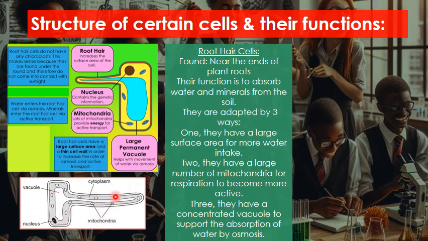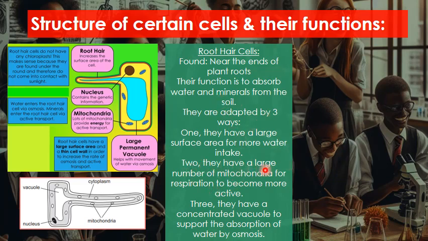Number one, these cells have a large surface area for water intake. Imagine if they were just rounded, right? And they were small and compact, and this thing was coiled together and just rounded. It means there would be less surface area for water to be absorbed. But this one, because it is extended like this, means water can come through all of this space, right? So there's a large surface area for water intake, which is its function, to absorb water and minerals from the soil.